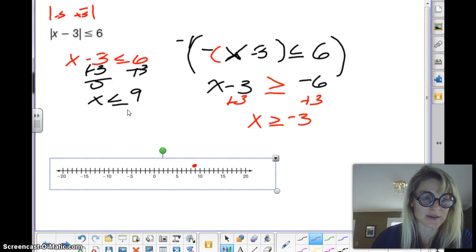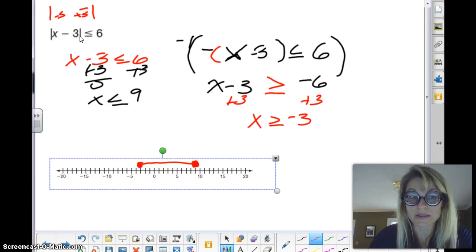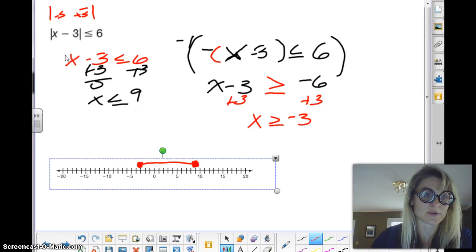So I put a dot there, includes it. And then I have x is greater than negative 3. So all these values can be plugged in for x. That looks like a funny thing now. All right, so I can plug in 0 here, and I get negative 3. And the absolute value of negative 3 is less than or equal to 6. Okay, so all these values will be our possibilities for x.